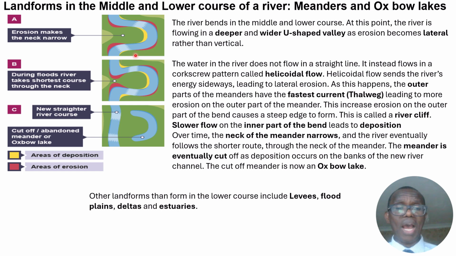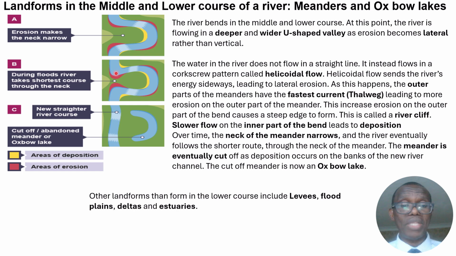So what will happen over time is that the neck of this meander, for example, over here, you can see there's a neck here of the meander. Because you have faster erosion here, on the outer part of this bend and on the outer part of this other bend here, that neck of the meander is eventually likely to erode right through.